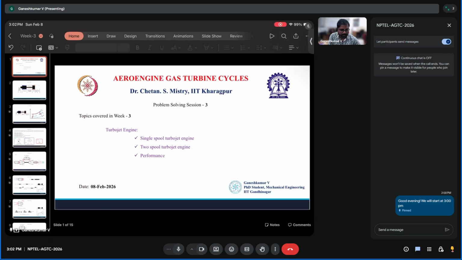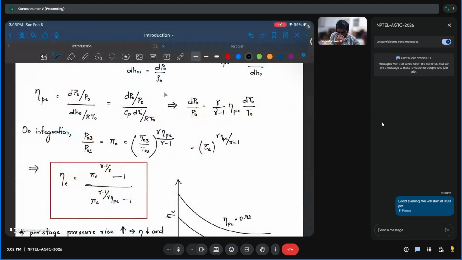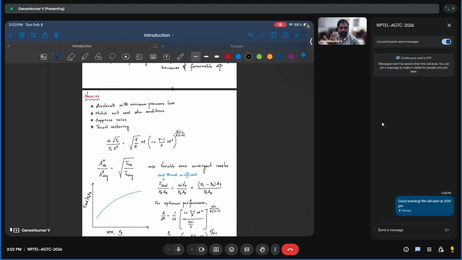So maybe what I will do is quickly go through what has been taught in week 3. So for the last 2 weeks, we studied the general gas turbine engines. What are the different components we have? How do you thermodynamically analyze these components? Those were the things that we covered.